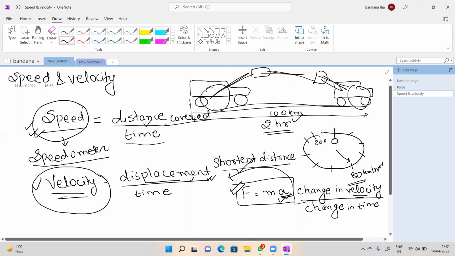Initial is known as what? Starting point. Final is what? Ending point, where my car has stopped. From initial to final, how much is the velocity of my body changing with respect to time? That is known as what? Your acceleration.